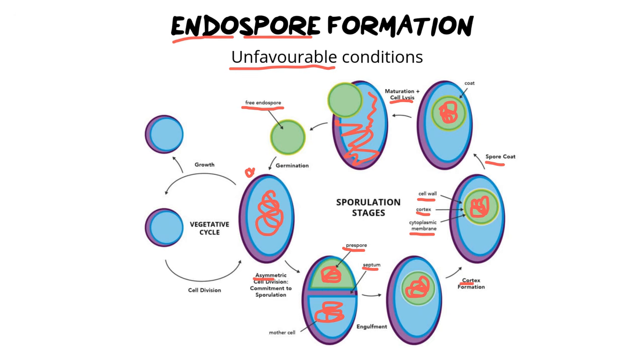Once it finds a favorable condition, it goes through germination and it enters back into being a healthy bacterial cell, and it goes into what we call the vegetative cycle, which, as you can see here, is very basic binary fission. It makes 2 more cells, it grows, and it goes back to the beginning again. And that's when it would enter its favorable conditions, its binary fission conditions.